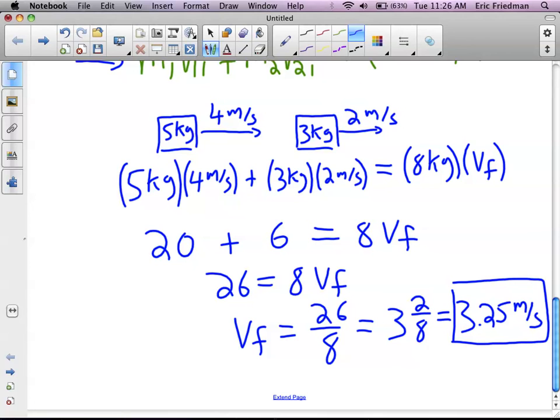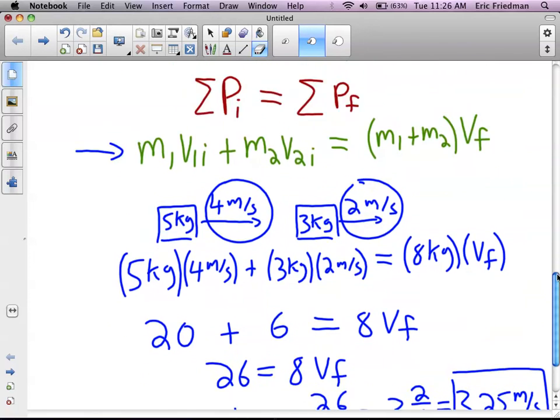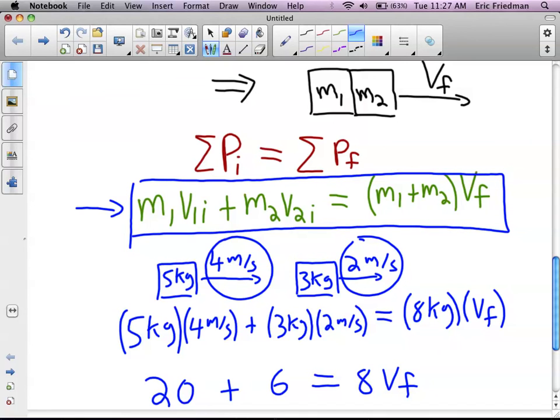3.25 meters per second. Once again, it's not so clear looking at that initial velocity and that initial velocity, what the final velocity is going to be. So there you go. The important thing is looking at this formula right here and seeing that it's a general formula for two objects that are going to have an inelastic collision.